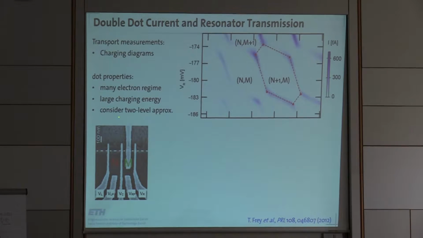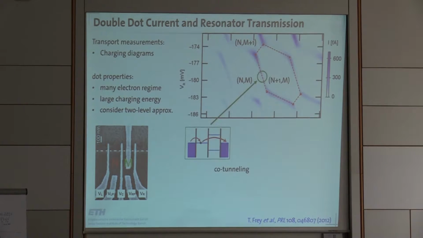That's because of this large charging energy, the large electrostatic energy of the individual electrons in these structures. And so that allows us to really think about this as if there are really individual electrons tunneling from the left to the right dot, and so to some degree you can consider a two-level approximation for this system.